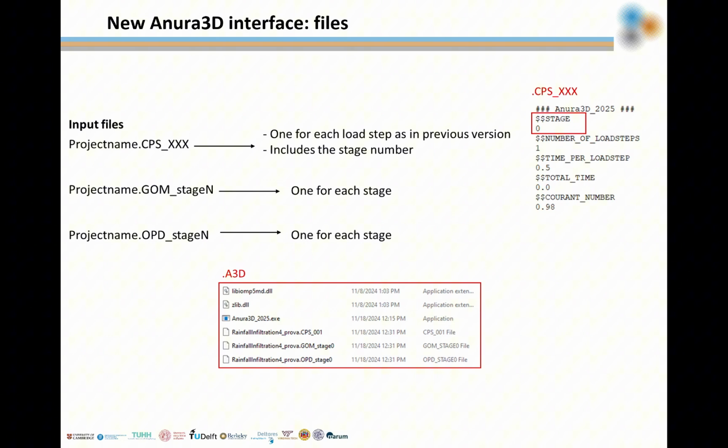The new version organizes files as follows. The Anura3D file, A3D, is the project file. CPS and GOM files are the input data files. OPD is the output data file. This makes file management clearer and more structured.